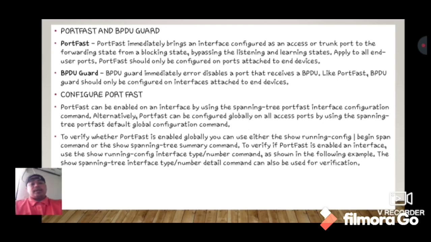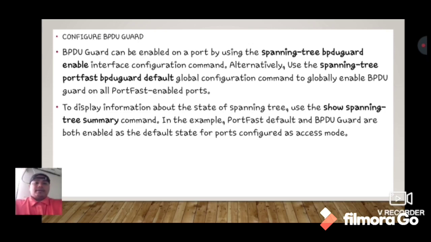To verify whether PortFast is enabled globally, you can use either the show running-config | begin span command or the show spanning-tree summary command. To verify if PortFast is enabled on an interface, use the show running-config interface type number command as shown. The show spanning-tree interface type number detail command can also be used for verification.